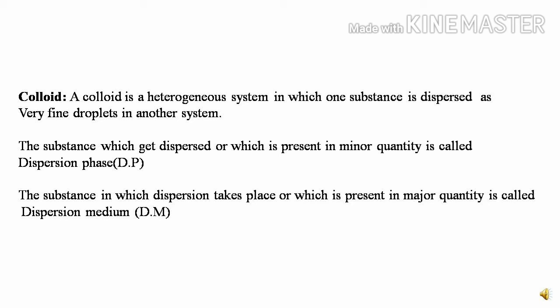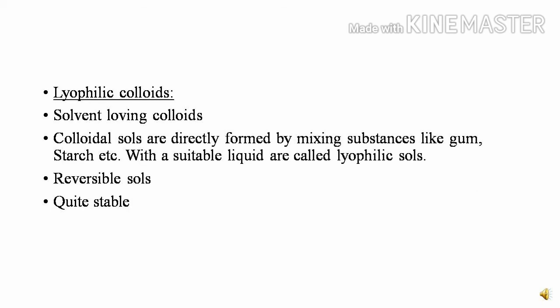Now let us see the example of smoke. In the case of smoke, carbon particles are dispersed in air. Here carbon particles are present in minor quantity, so they are called the dispersion phase, whereas air is present in major quantity, so it is called the dispersion medium. Now let us consider another example, a cloud. In a cloud, water particles are dispersed in air, so water particles are called the dispersion phase and air is called the dispersion medium.